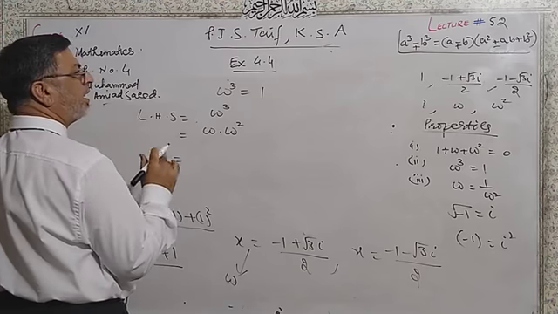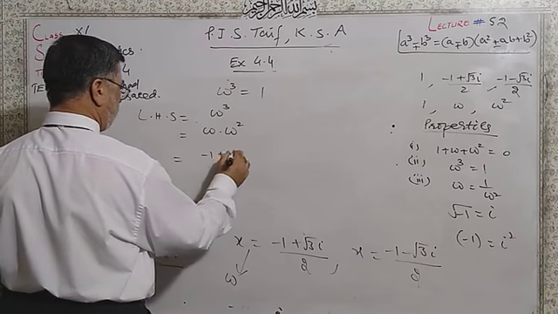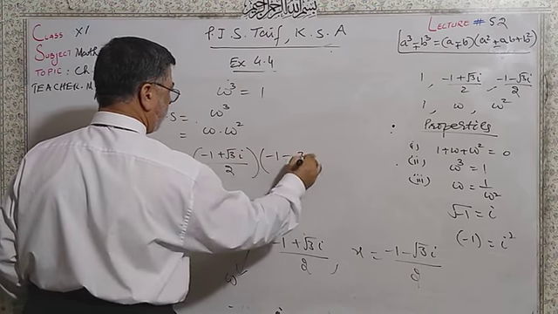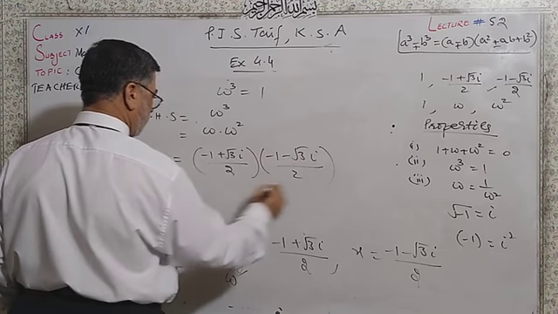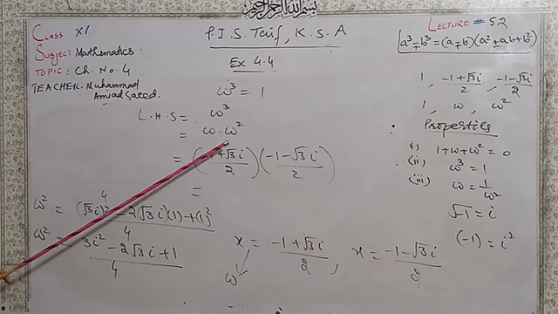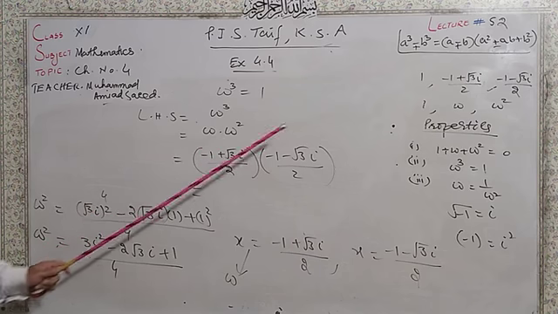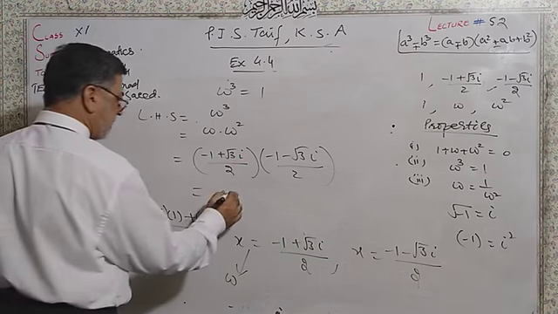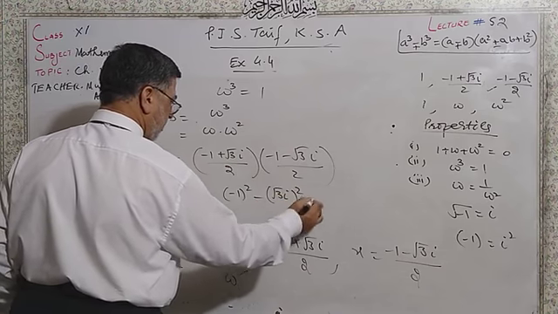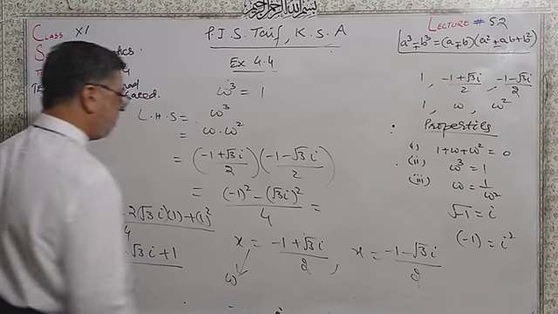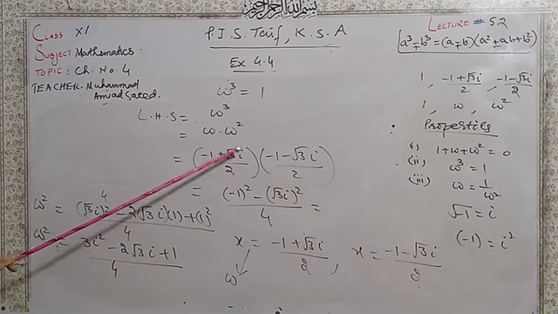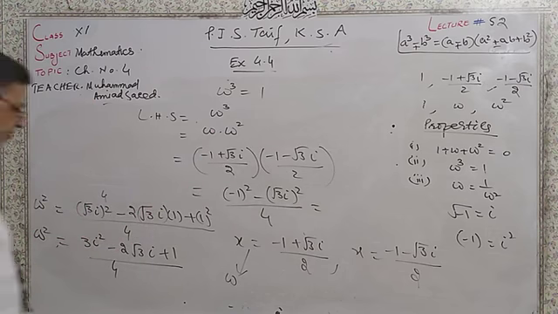What about the value of omega? (-1 + 3√ι)/2 times (-1 - 3√ι)/2. Remember that this is (a + b)(a - b), which will be first square minus second square, over 4, since 2 into 2 is 4. Here is a square minus b square.